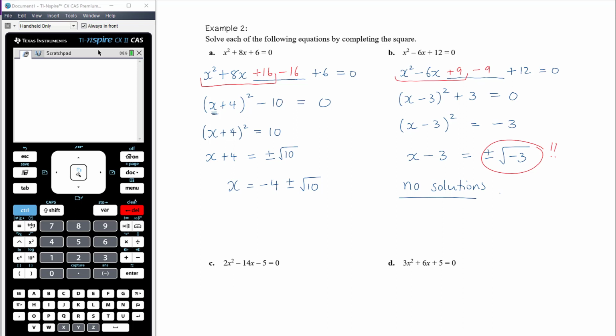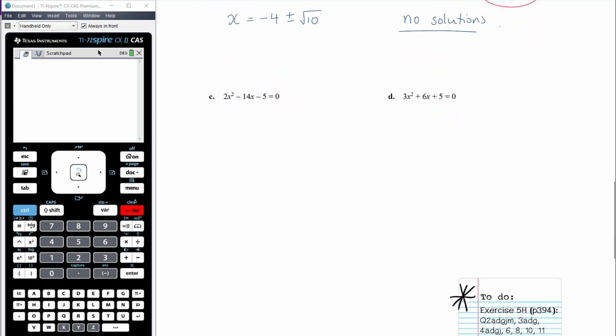So remember, when we're solving a quadratic, it's possible to have two solutions like we got in part A. It's also possible to have one solution if we have a perfect square, and it's possible to have no solutions, and that's what we've got happening in part B. But we couldn't know that it has no solutions until we got to this point. Okay, part C. So we've got 2x squared minus 14x minus 5, so we need to factor out the 2.